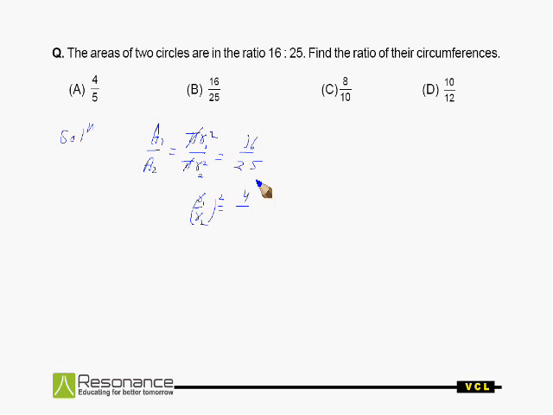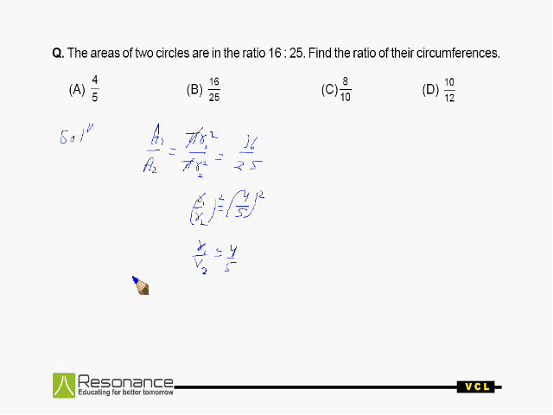16 is the square of 4 and 25 is the square of 5. It can be written as 4 by 5 the whole square. By comparing these two sides, we get the value of r1 upon r2, which is 4 by 5.